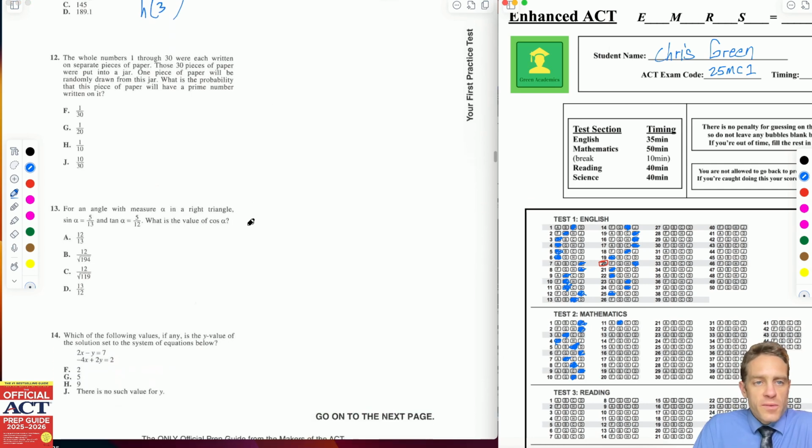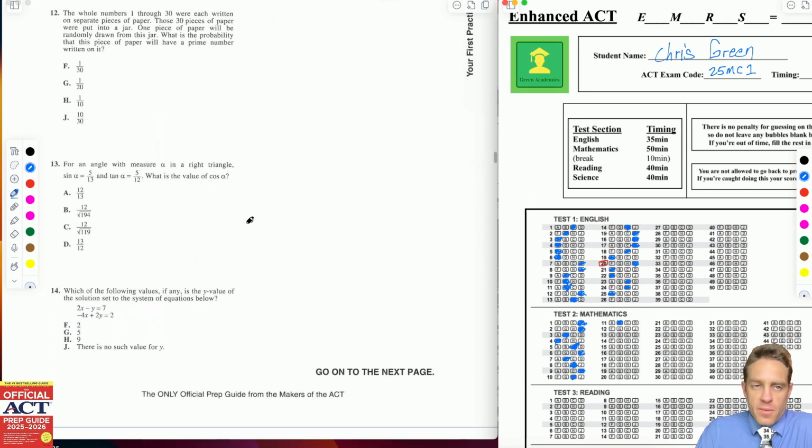The whole numbers 1 through 30 were each written on separate pieces of paper. Those 30 pieces of paper were put into a jar. One piece of paper will be randomly drawn from this jar. What is the probability that the piece of paper will have a prime number? So you have to know what counts as prime or not.